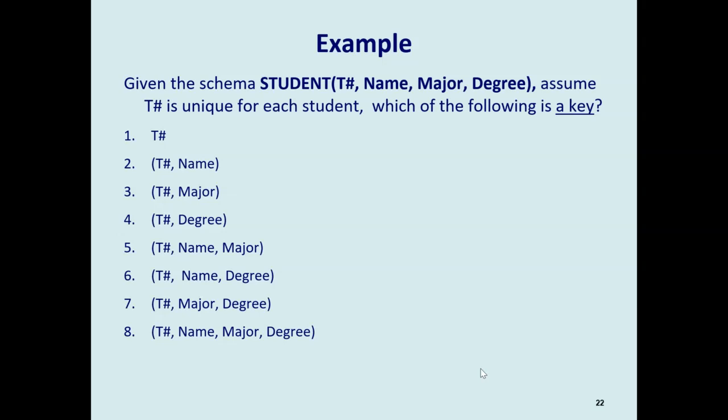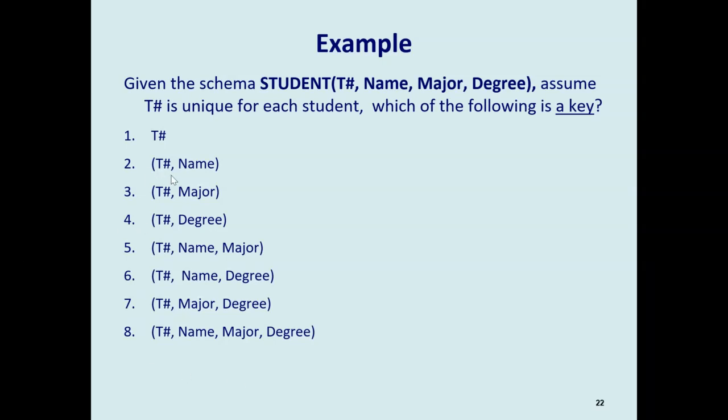Okay, recall that a key must satisfy 2 constraints: uniqueness and minimality, right? So based on these 2 constraints, which ones satisfy them? Only the T number, right? T number satisfies uniqueness, that's the assumption, and also minimality, okay, because it's a single attribute.